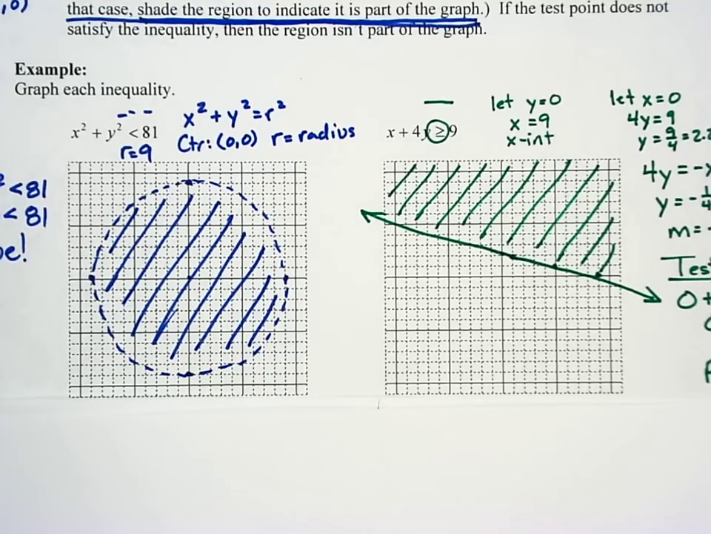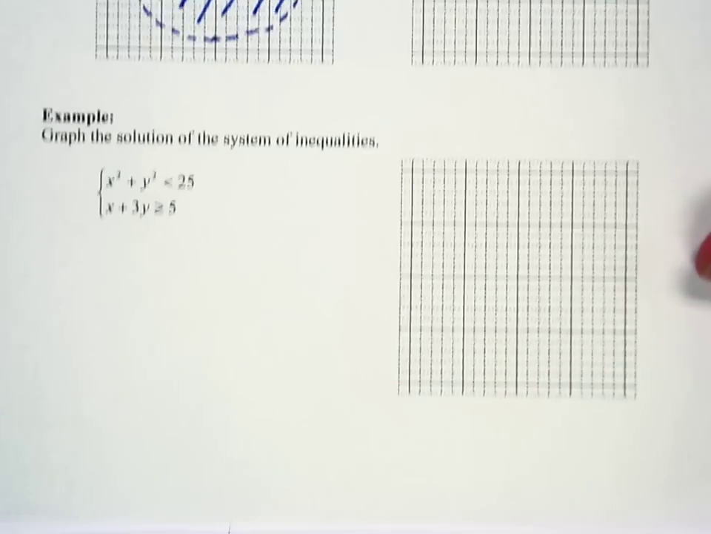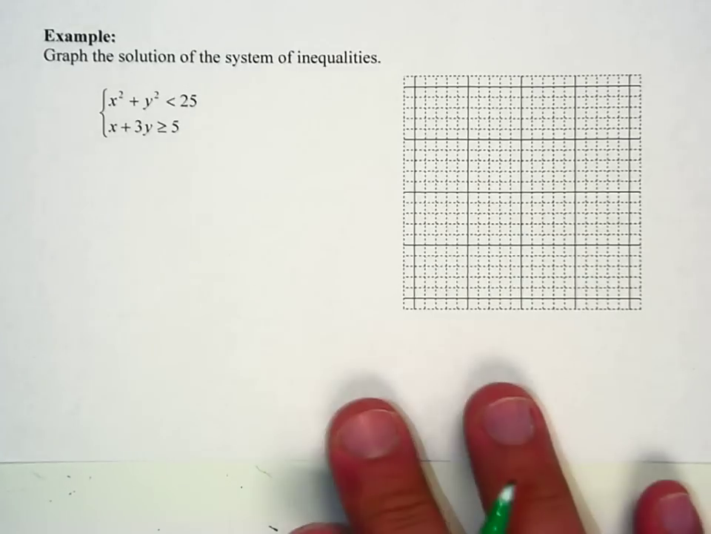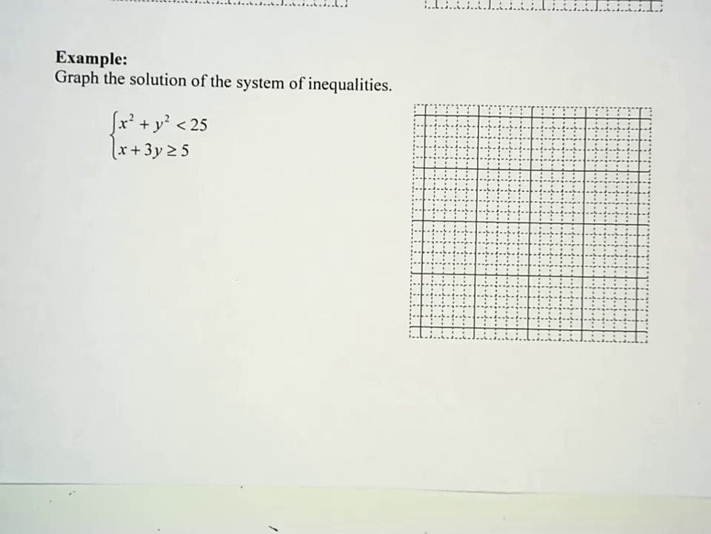Okay, so there's my solution. All those shaded points, or all the points in the shaded region, make up the solution to that inequality. Now, when we talk about systems of inequalities, what we're going to do is put more than one inequality together at the same time. This one here is a sample of a system of inequalities.